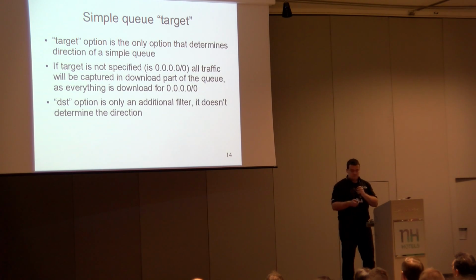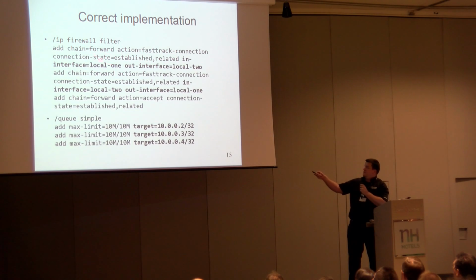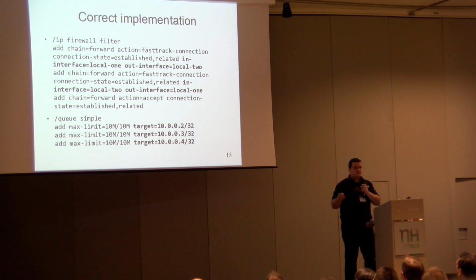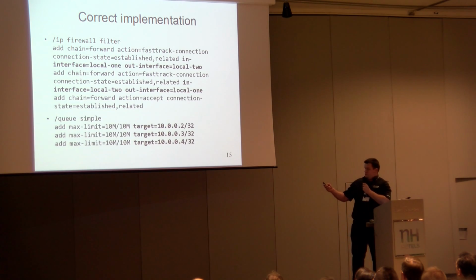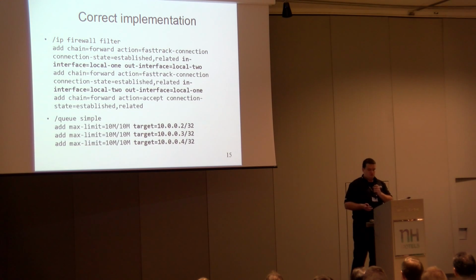So the correct implementation in this case. First thing, you don't have to use fast track connection for all traffic. You can specify something. For example, you don't want any slowdowns from your local network to another, so that your computers get to your servers the fast path way. Then you can specify that traffic from one local interface to another, or from the second to the first, has this fast track connection, but the rest of the traffic goes the slow way. And of course, instead of destination, you need to use targets in your simple queues. One target, which is 0.0.0.0/0, can break all your queue setup because it will capture all the traffic and nothing will get to your next queues.